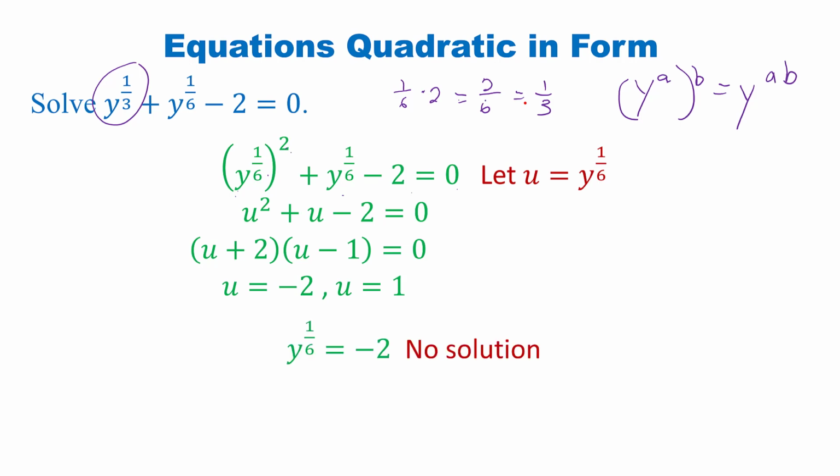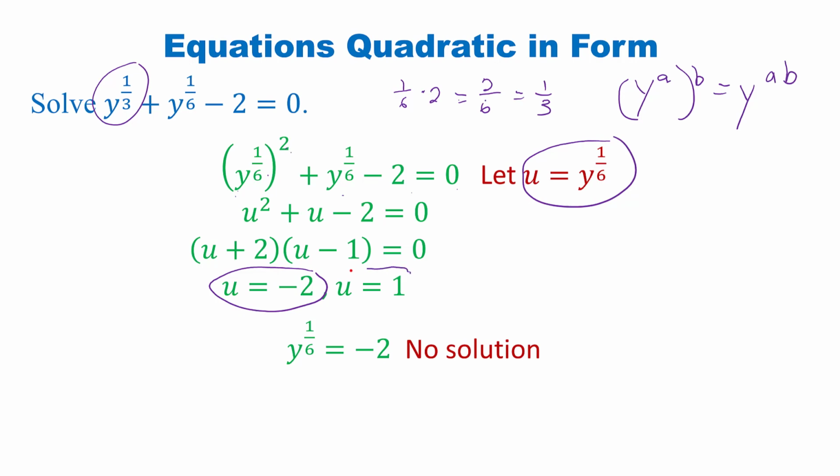And so in the first equation, u equals -2, I replace u with the y to the 1/6 that u is representing. And if y to the 1/6 equals -2, if you think of real numbers, there's no real number that I can take the 6th root of, or any even root, and get a negative number. So from y to the 1/6 equals -2, we will not get any solution. Let's go on though to u equals 1.